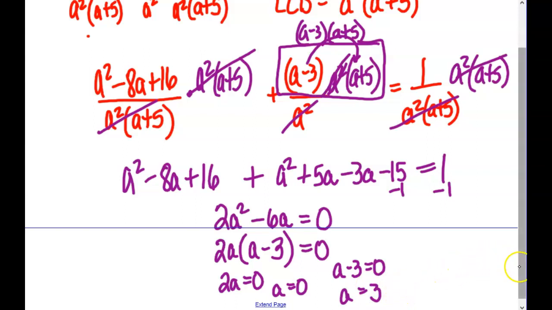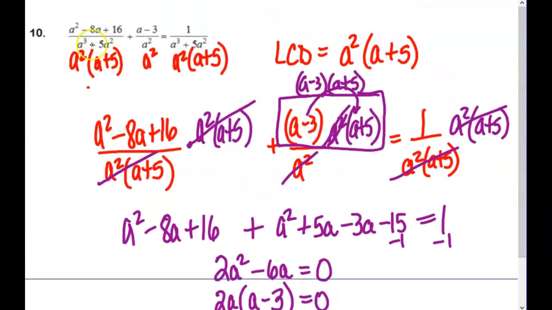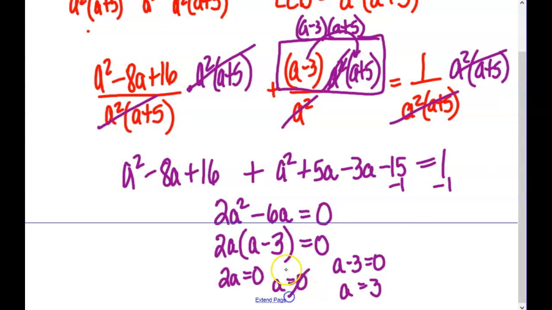If I go back to the beginning, can a be 0? No, if I put a 0 in here, it would be dividing by 0. So this one is extraneous. A can only be 3.